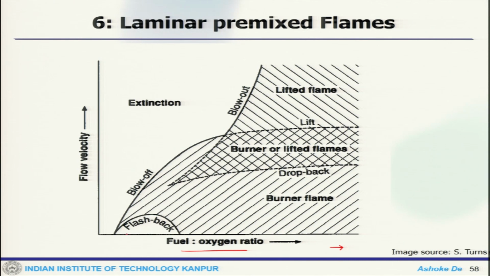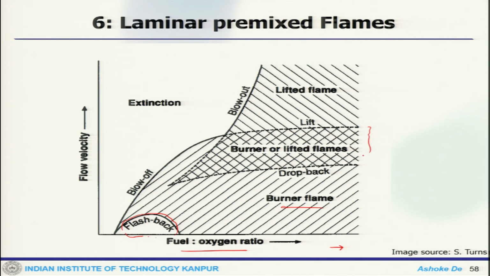One is this small zone sitting there, which is the flashback. This is again an unwanted phenomenon. So, one has to design the operating conditions and the system such that flashback does not happen. This is flame blow up, that means it is completely blown out of the system, which is also not a desired situation. Then this is the stabilized flame, what we mean by burner stabilized flame.